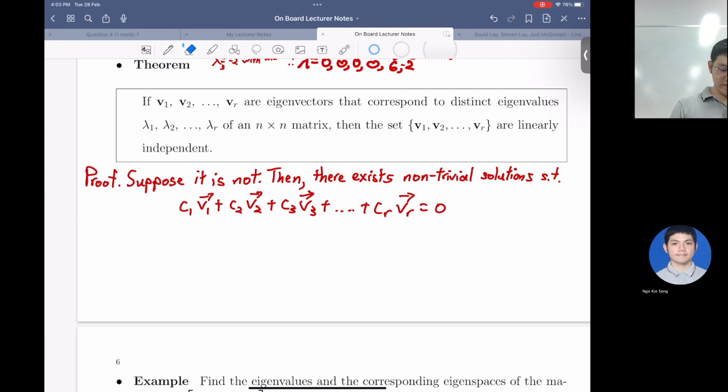Can you apply A on both sides? Yeah, let's call this matrix A. There's no name for this matrix, so call it A. So apply A to both sides.